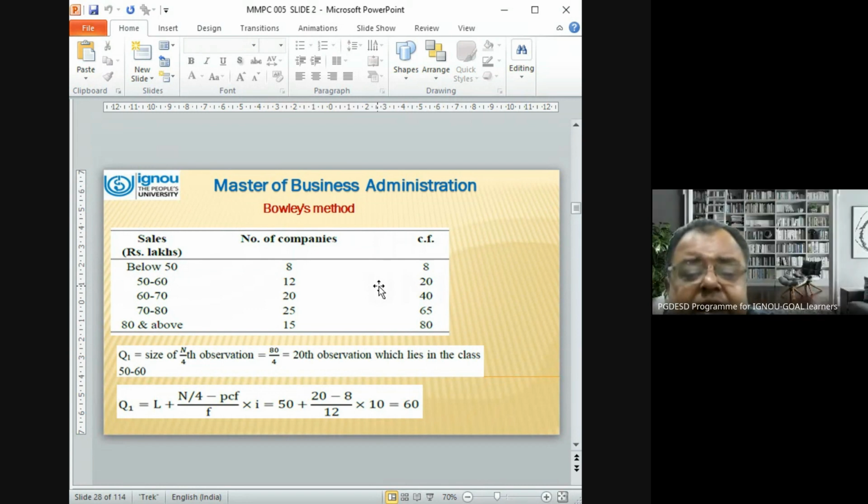And Q1 is L plus (n by 4 minus PCF) upon f into i. Your L is 50. N by 4 is 20. Cumulative frequency of the preceding class, 8. And frequency of the median class, that is 12. And what is the difference? 10 into 10. See, Q1 is 60. Okay. Q1 is 60.